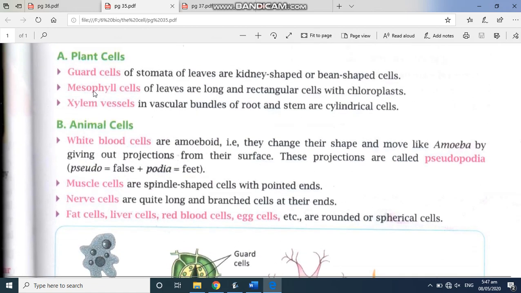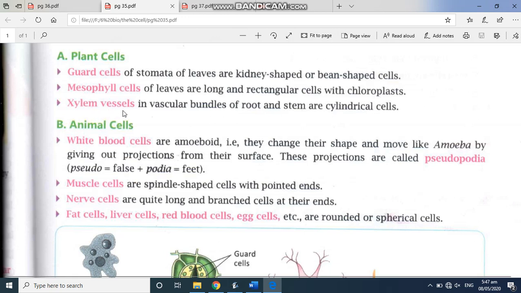Then another type of cell they have shown here is mesophyll cells, and they are present in leaves. Long rectangular cells with chloroplast. Now chloroplasts are the organelles in which we have the pigment chlorophyll. So chlorophyll is required for the process of photosynthesis. It gives green color to the leaves or the parts of the plant.